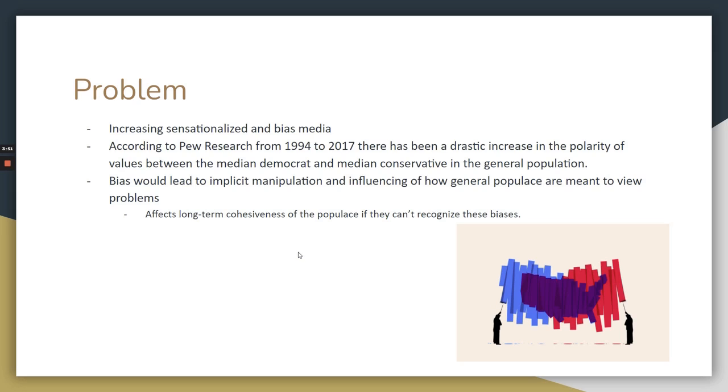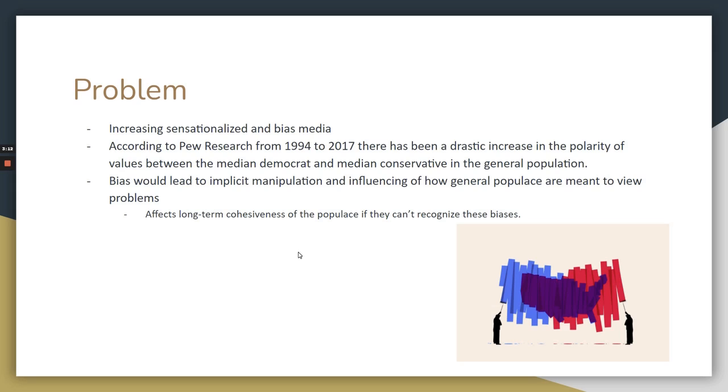So, this has been very heavily enhanced by biased media, with the bias leading to implicit manipulation and influence on how the general populace are meant to view problems. For example, if a biased media were to say something inflammatory about a specific party, it would lead to a negative reaction from the party in question and a positive reaction from the opposing party, leading to people being driven apart, and as such, manipulation. In turn, this would affect the long-term cohesiveness of the population if they can't recognize these biases.